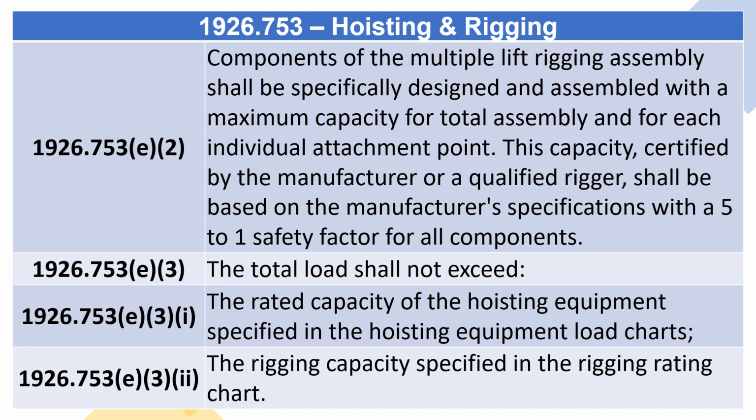1926.753(e)(3): The total load shall not exceed 1926.753(e)(3)(i) through (ii): the rated capacity of the hoisting equipment specified in the hoisting equipment load charts, or the rigging capacity specified in the rigging rating chart.